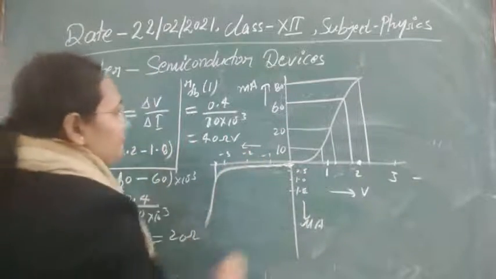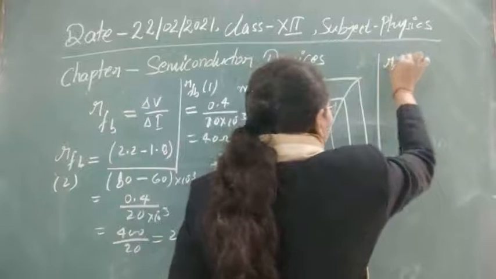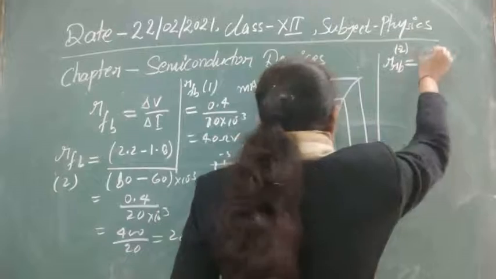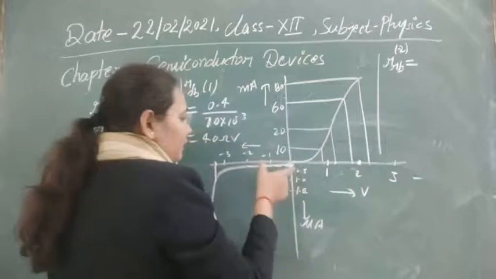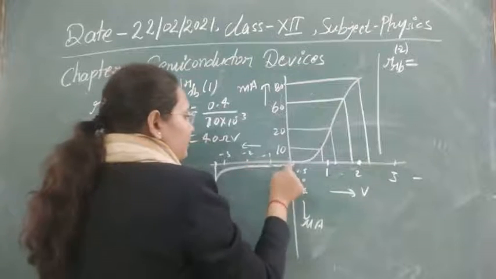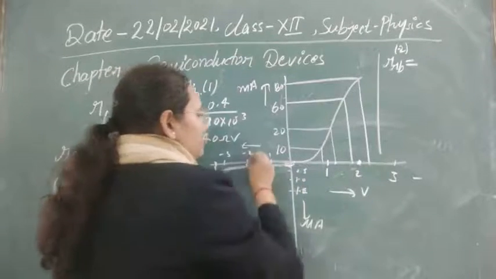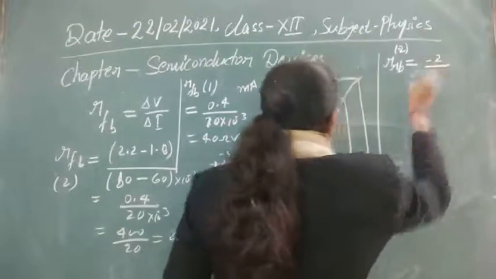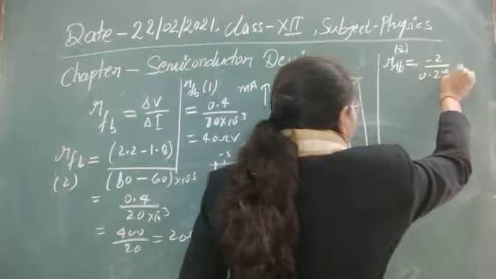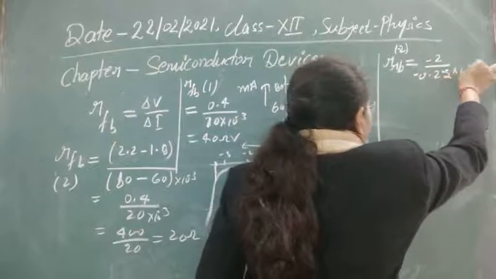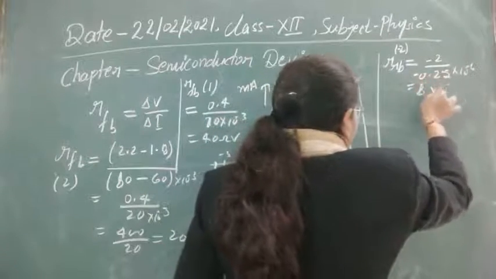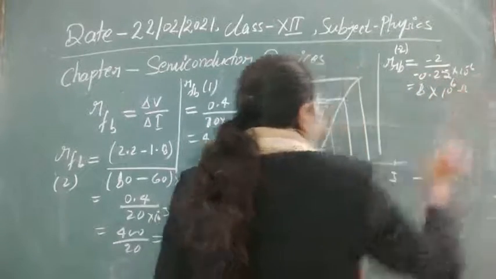So it means the reverse resistance, suppose this is RRB, at minus 2 volt we are just taking the slope. This is the linear slope here, so this is minus 2 divided by 0.25 microampere, so this is 10 power minus 6. After solving it, we can calculate the value of resistance here. This is obtained as 8 into 10 power 6.